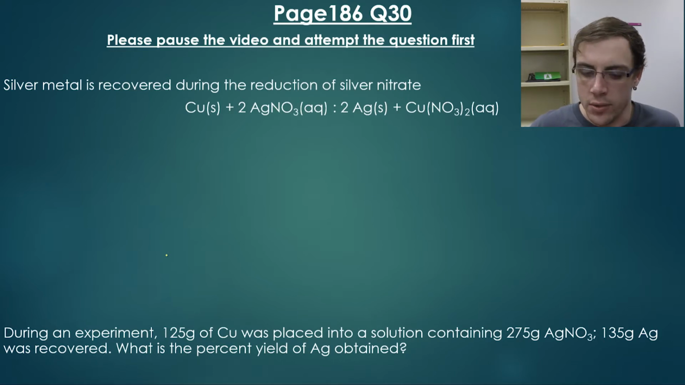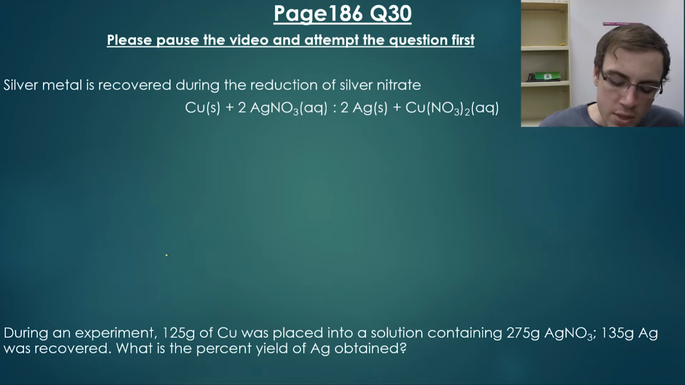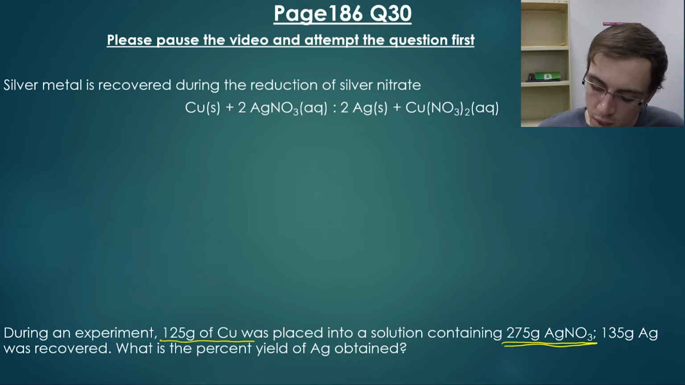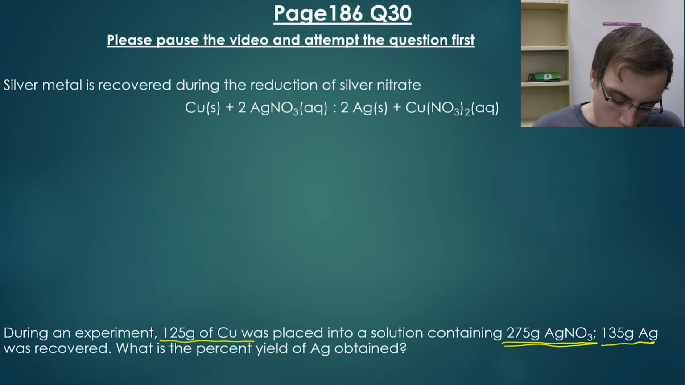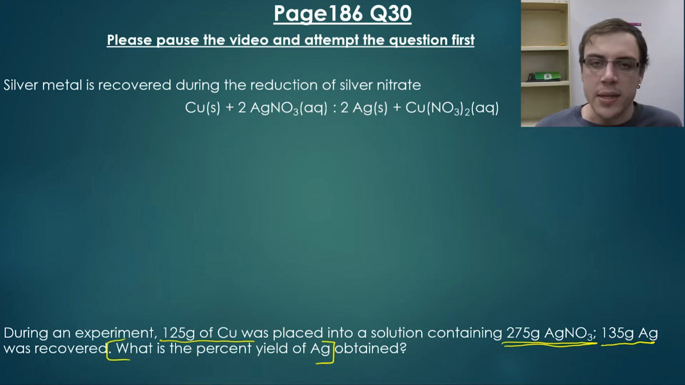and actual yields. So, silver metal is recovered during the reduction of silver nitrate. So we have silver nitrate here. During an experiment, 125 grams of copper was placed into a container or solution containing 275 grams of silver nitrate. Now, out of that, 135 grams of silver was recovered. What is the percent yield of silver obtained?